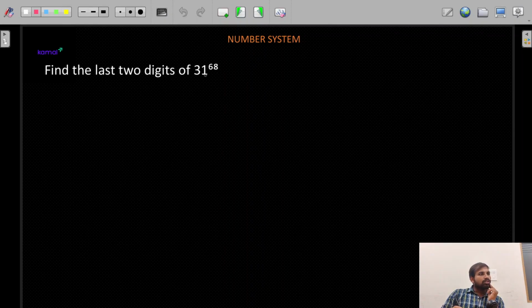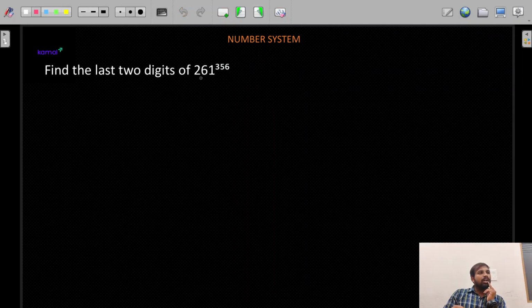I have to find the last two digits for this number. I have already seen that the number ends with 1, so the last two digits end with 1. I have to multiply these 3 with 8. 3 eights are 24. My last digit is 4, which means the last two digits for 31 power 68 are 41.